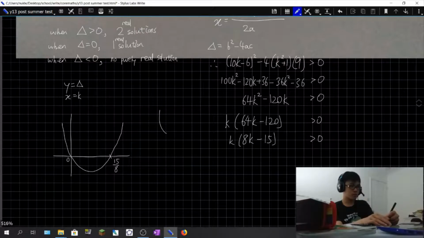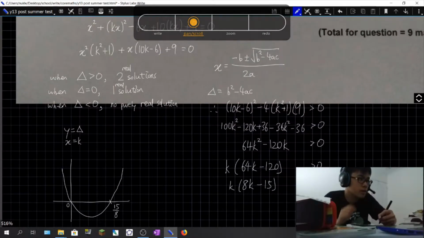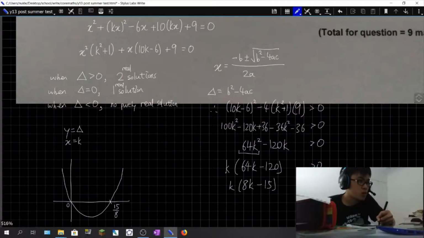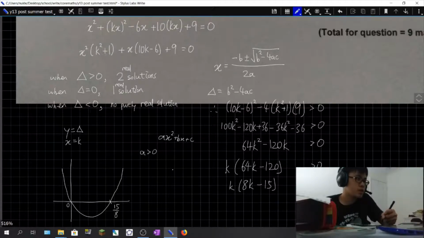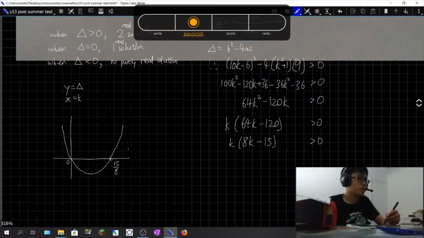And I know that it looks like a u and not an n because in here we had a positive coefficient and not a negative one. Because if you have ax squared plus bx plus c, and when a is bigger than 0, then that's what it looks like. When a is smaller than 0, then that's what it looks like. And now in this case, a is bigger than 0 because it is positive 64. So it's going to look like this guy.